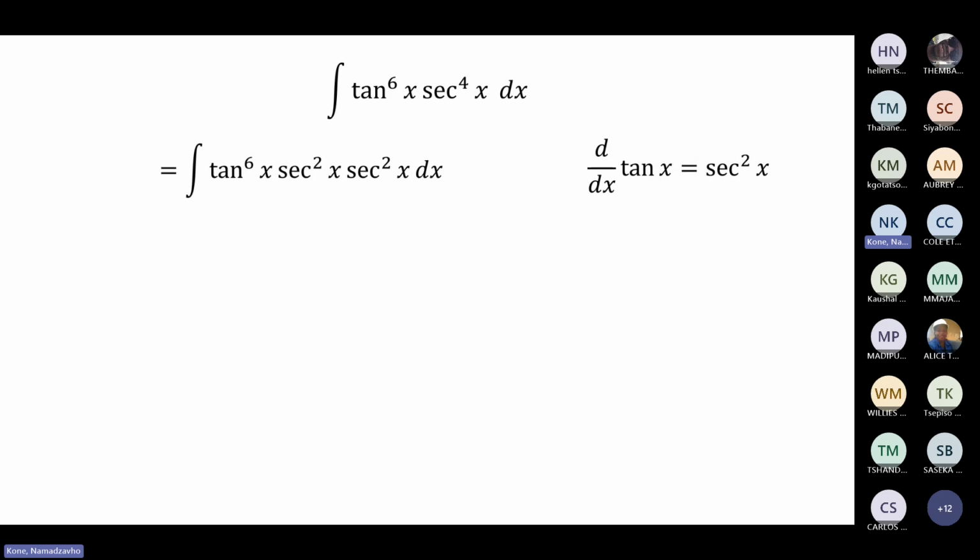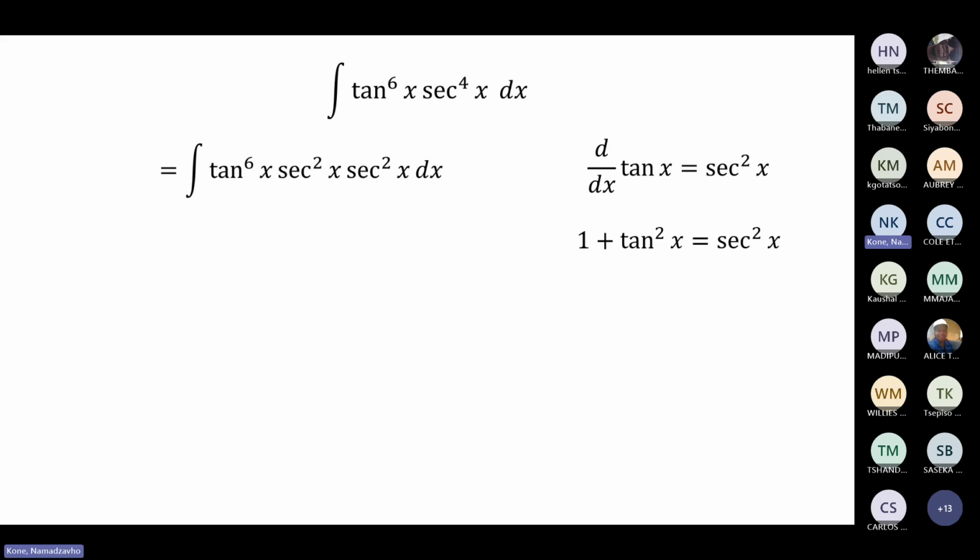Now, because we have already seen this derivative that is here, for us to have this as a derivative, it has to be a derivative of tan, which means that we must try and make this sec squared disappear. Only tan must be seen on this side. So now we go to our squared identities and find an identity that will replace this sec squared x with a tan.